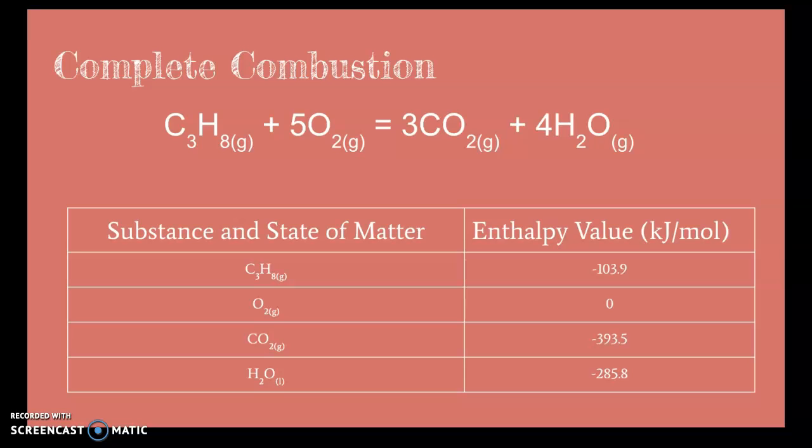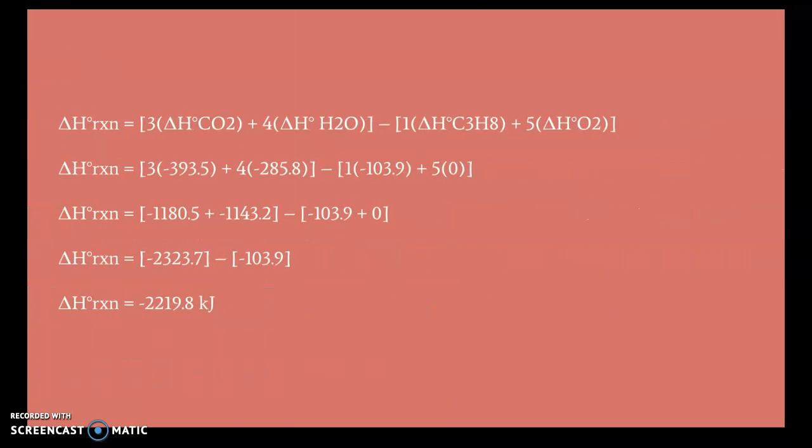So the enthalpy of combustion for this reaction is calculated using the enthalpy of formation for each substance. Here's the enthalpy of reaction for the combustion of propane. The enthalpy of combustion is negative 2219.8 kilojoules, meaning that it is exothermic.